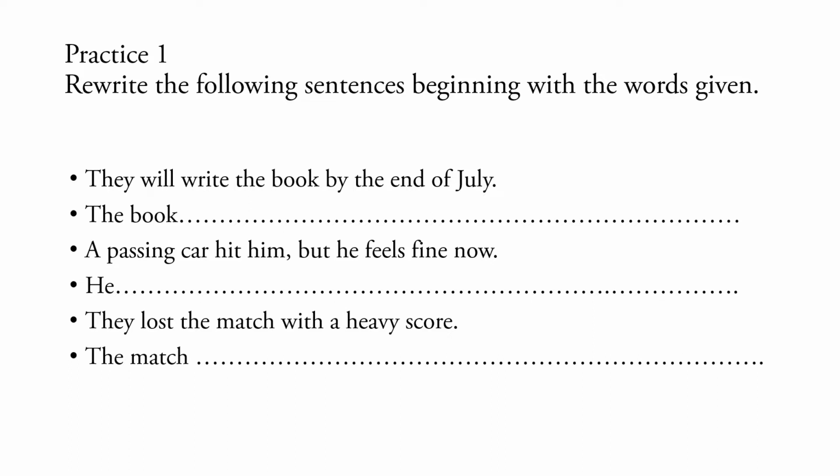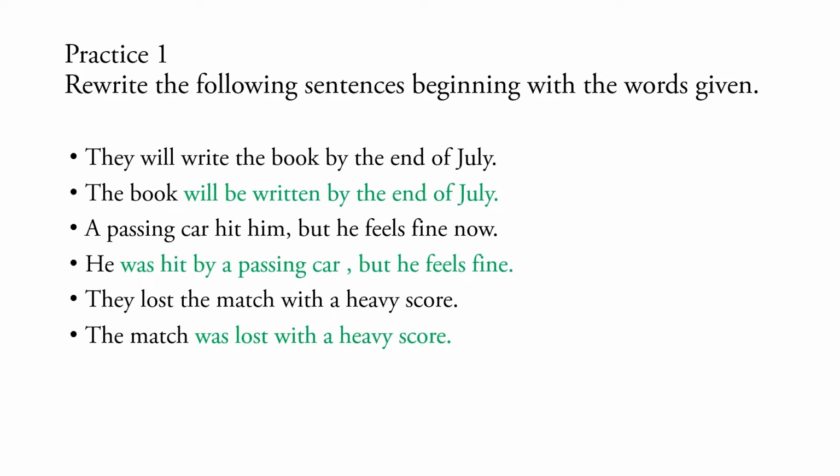Now we are going to move to see the correction. Good. So look, they will write the book by the end of July. The book will be written by the end of July. Will write becomes will be written. Remember, by the end of July here is time, referring to the future. It's not like by plus agent, by James, by Ahmed, etc.